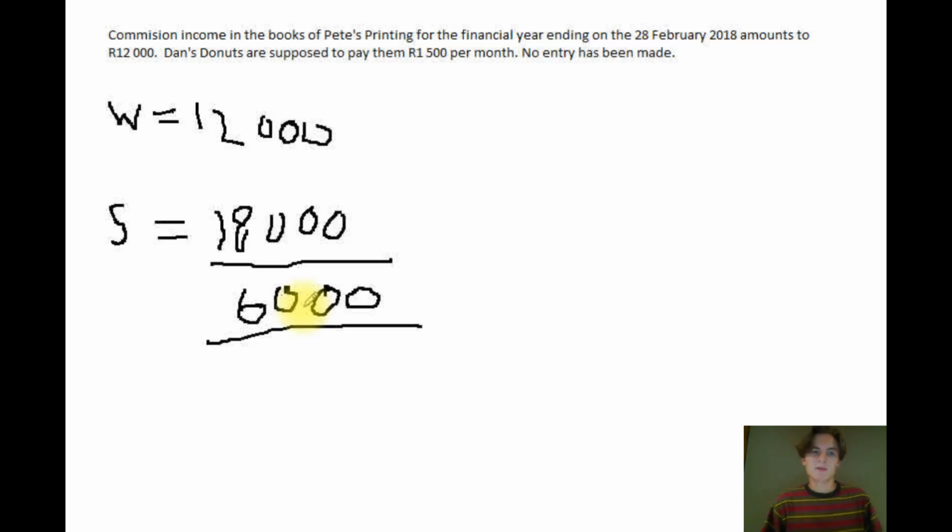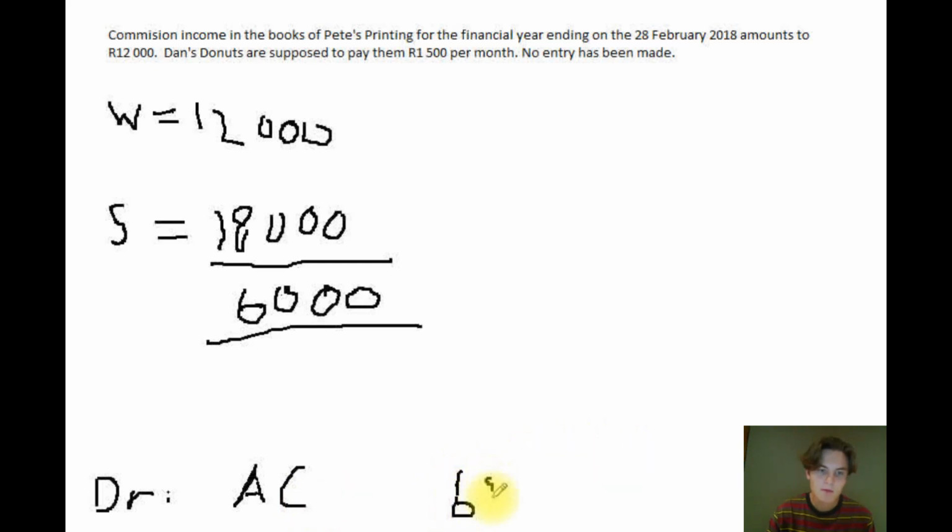So what accounts are we going to create? We have not received this amount, so that means that it will be an accrued income. An accrued income is an income that is to be received. So we will need to debit our accrued income. I'm just going to say AC for short, accrued income with 6,000 Rand, because we need to acknowledge that we should have received this money.